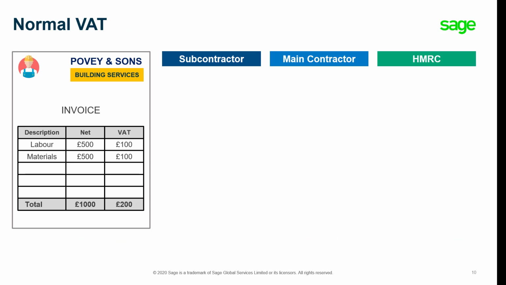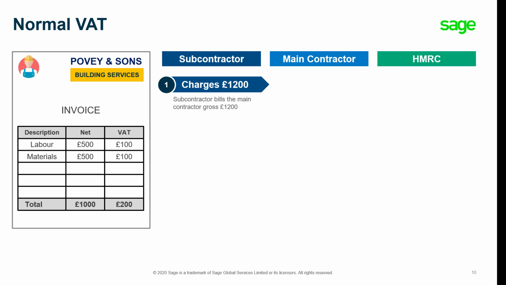So this next slide just explains missing trader fraud in a slightly different way for you. Here we have an invoice for £1,000 plus £200 VAT. And in this example, we aren't taking into account any CIS deductions.